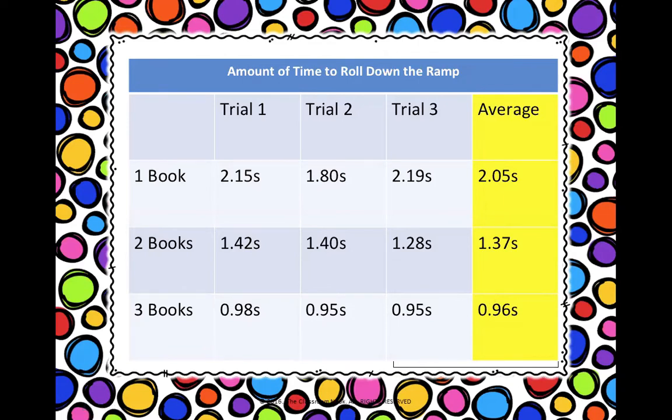And down towards the bottom, it says, as the height of the books blank, gravity had a blank force on the car, making it go faster down the ramp. So what makes sense to fill in there? As the height of the books increased, gravity had a greater force on the car, making it go faster down the ramp. So make sure you have that filled in. That's that lesson 4 page there for you guys.